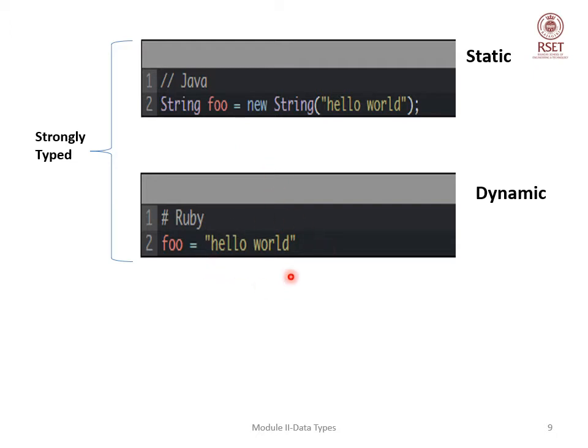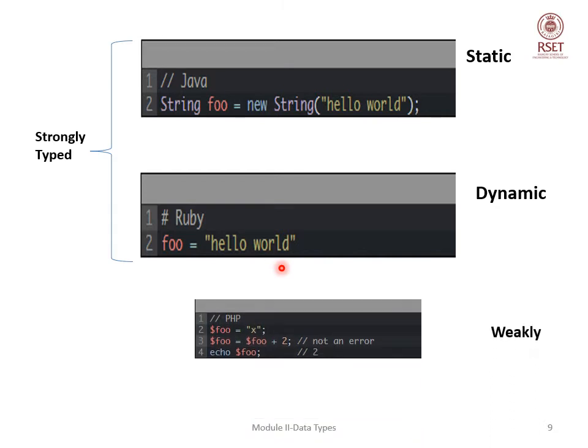And in dynamic, the example is from Ruby, and the same variable foo is given hello world. Here, it is not explicitly mentioned as string, but since it is dynamic, while running the line, it understands that foo is assigned a string because the assignment is a string.